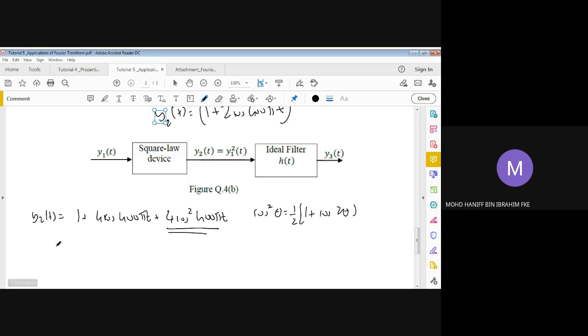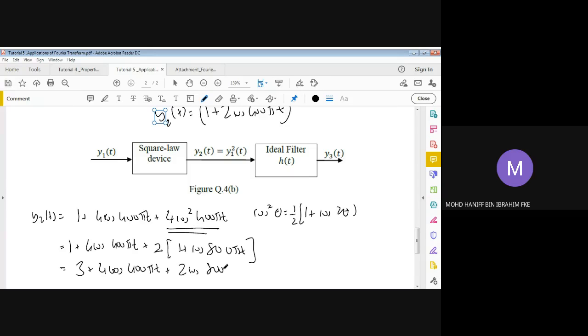So we're going to have 1 plus 4 cosine 400 pi t plus 2 times (1 plus cos of 800 pi t). That should be the case. So in the end we're going to have 3 plus 4 cosine of 400 pi t plus 2 cosine of 800 pi t. That should be your y2(t).